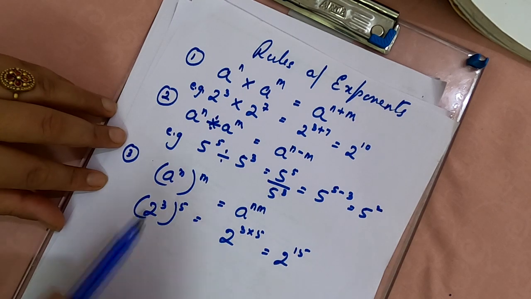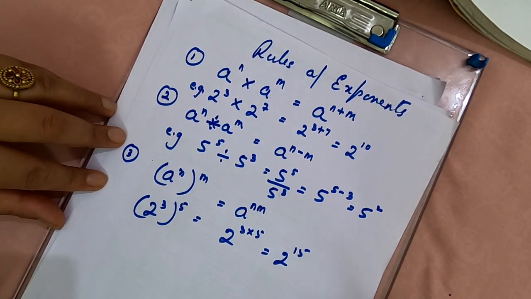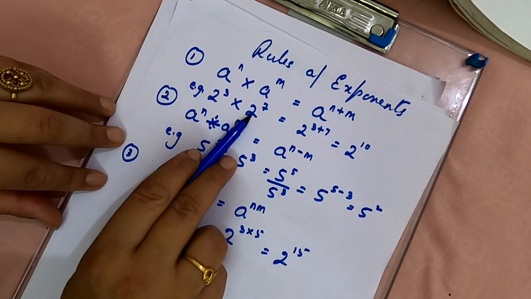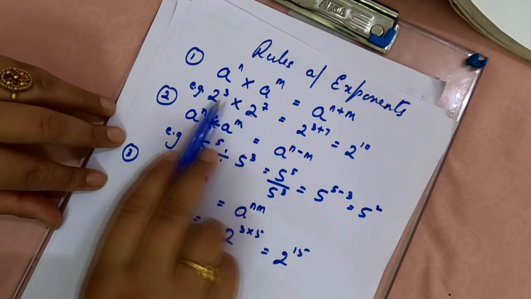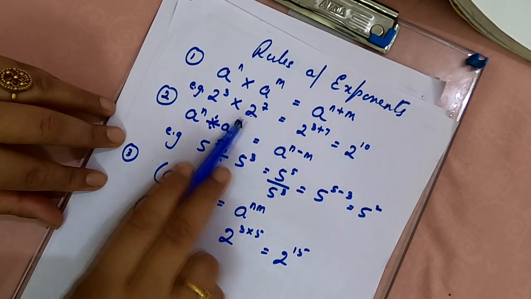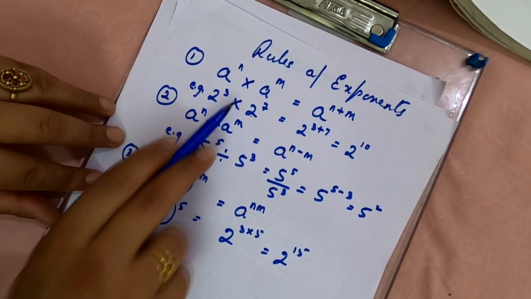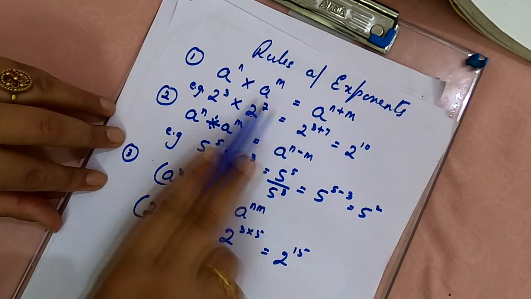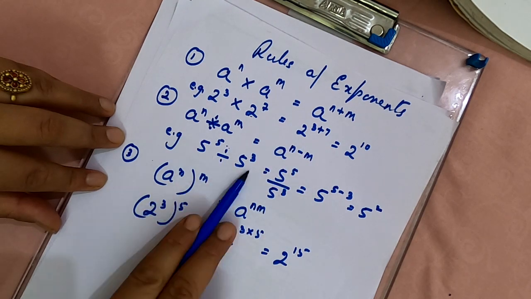Clear? Why are we telling all these things? Because you are not supposed to write 2 into 2 into 2, then 2 into 2 seven times. In place of that, directly it can be written 2 raised to power 3 plus 7, answer will be 10. In these rules, always remember that the bases should be same. The base should be same.